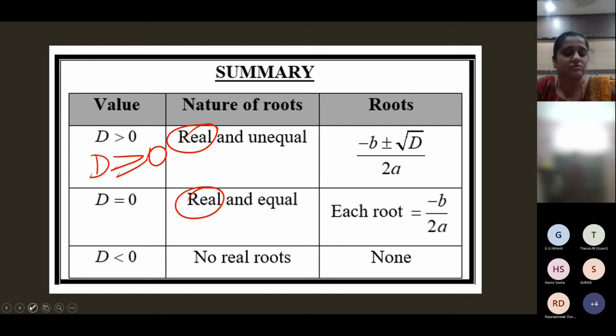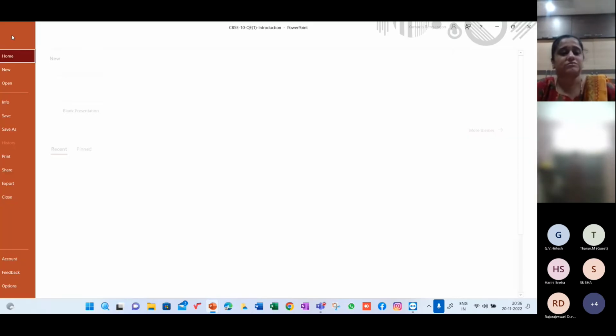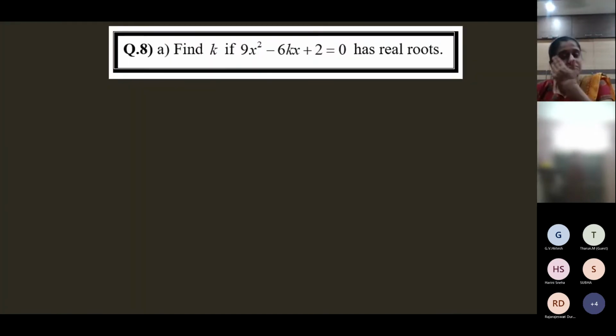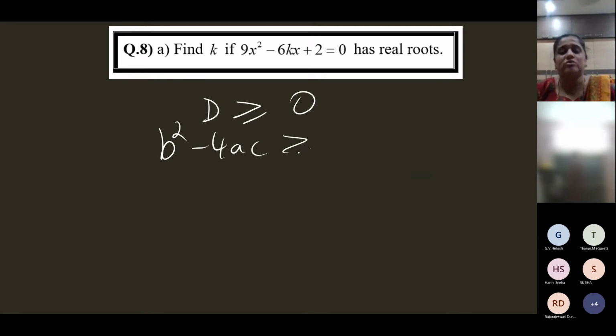Condition for real roots. So you must use that condition. So find K. If this equation has real roots, the condition is D greater than or equal to 0. That means B square minus 4AC is greater than or equal to 0. Now what is B? Cover X. The rest of it is B. What is B?